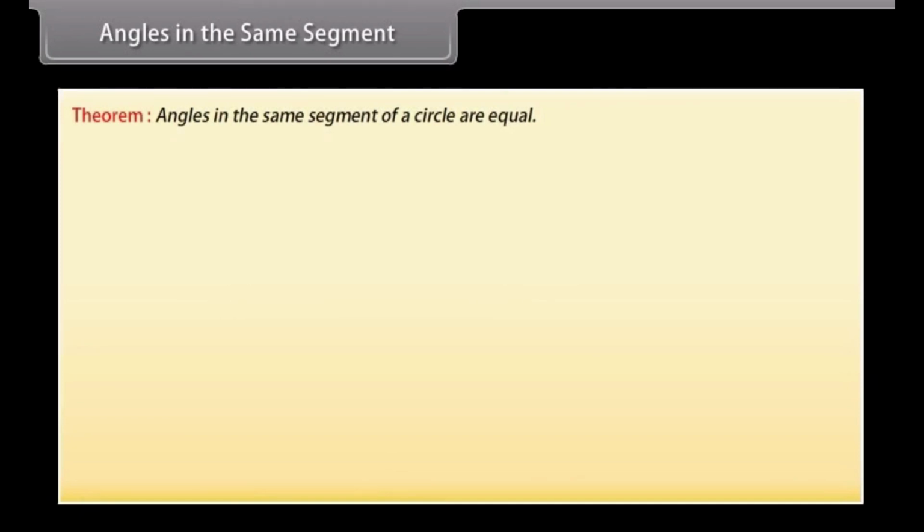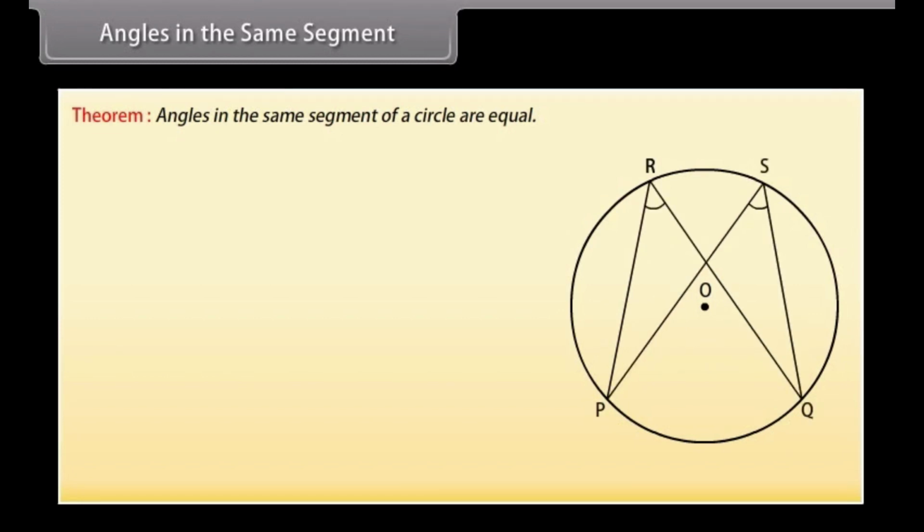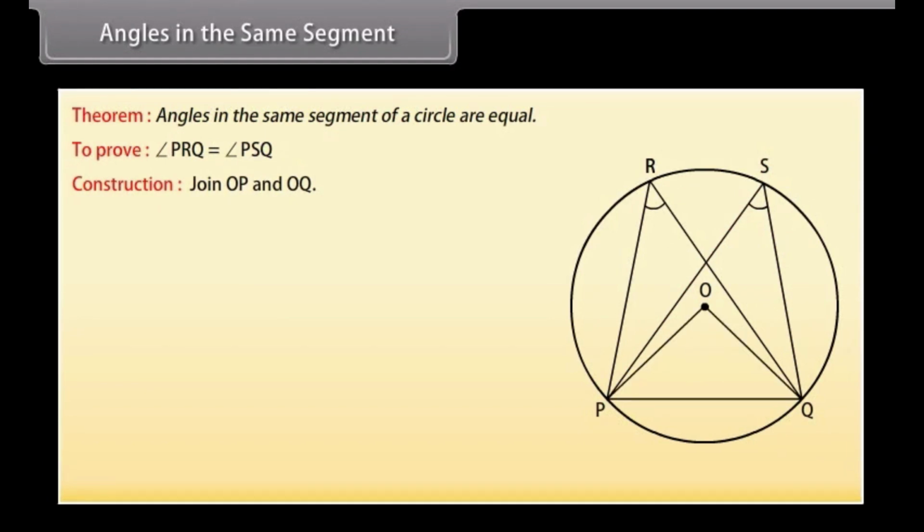Angles in the same segment. Theorem: Angles in the same segment of a circle are equal. Given a circle with center O and the angles angle PRQ and angle PSQ in the same segment formed by the chord PQ or arc POQ. To prove, angle PRQ is equal to angle PSQ. Construction: Join OP and OQ.